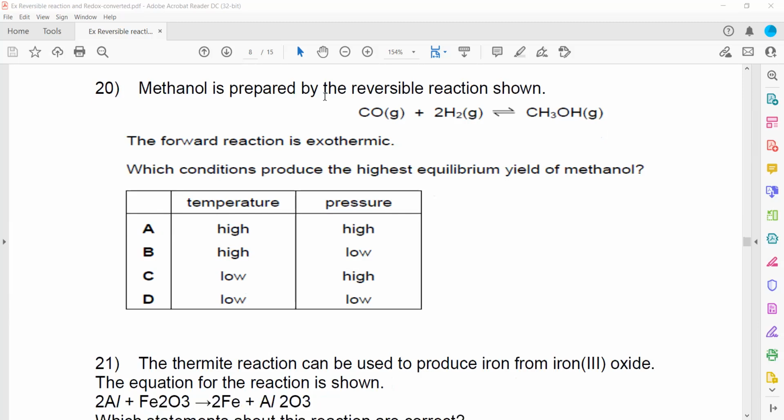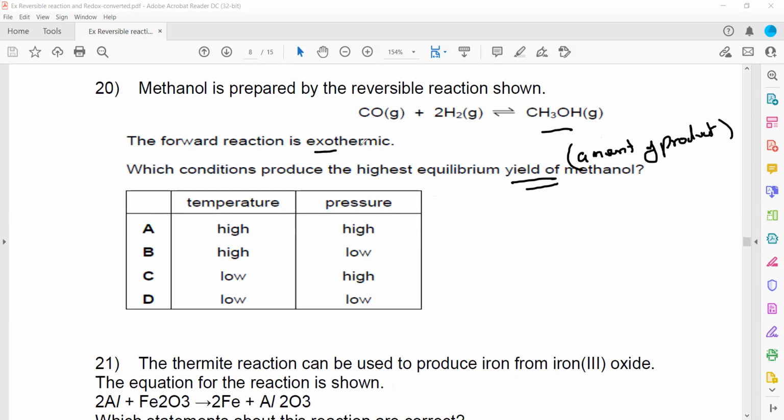Then question 20: methanol is prepared by a reversible reaction. Reversible reaction means the reactant can form a product, and the product can decompose and form back the reactant. Which condition produces the highest yield of methanol? Whenever you are talking about yield, it refers to the amount of the product. So which gives the highest yield, or greater amount of product?